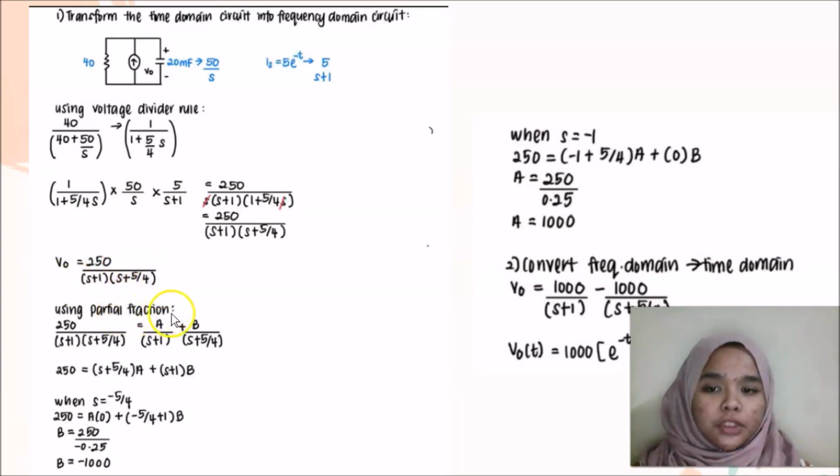We will use partial fractions and identify the values of A and B. After we do the cross multiplication, we get A equals 1000 and B equals negative 1000. From here, we need to convert the frequency domain voltage back into the time domain. After we did that, we obtain the voltage output in the time domain equals 1000 (e to the power of negative t minus e to the power of negative 5 over 4 t) u(t) volts. So that's for Q2A.